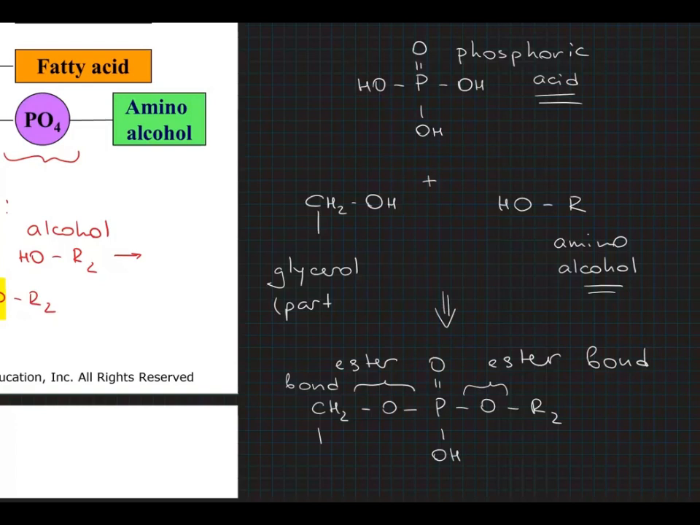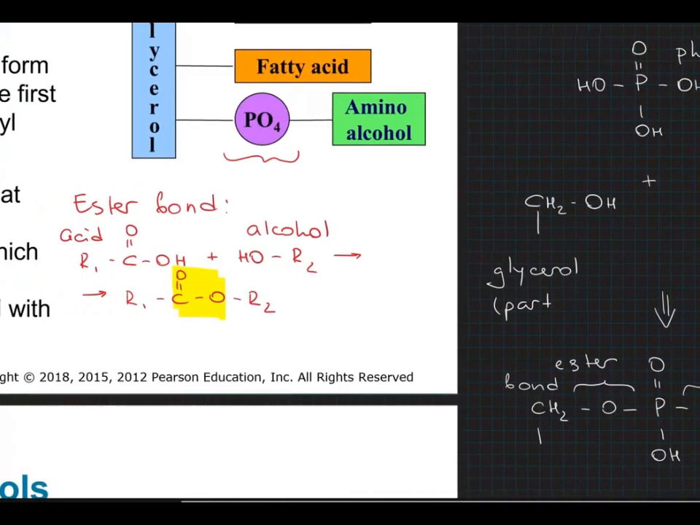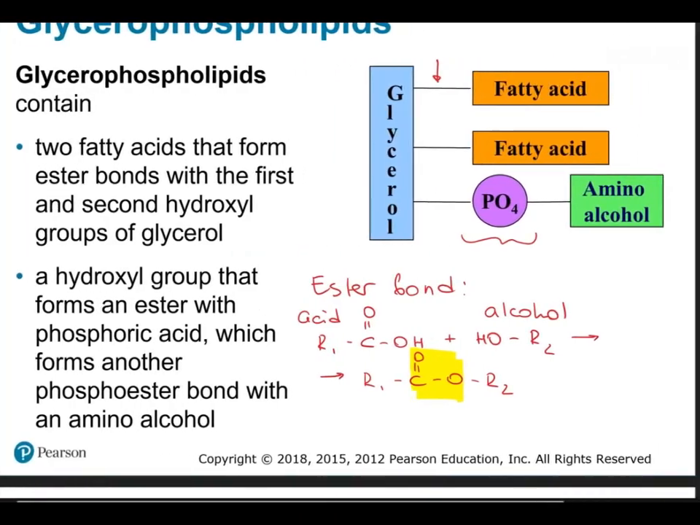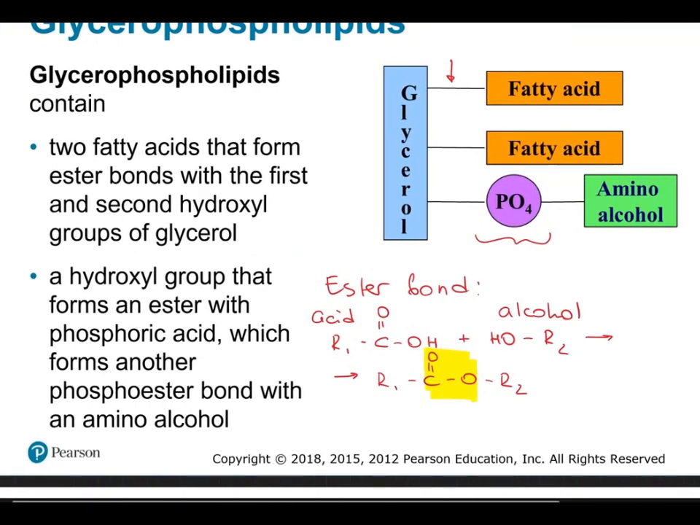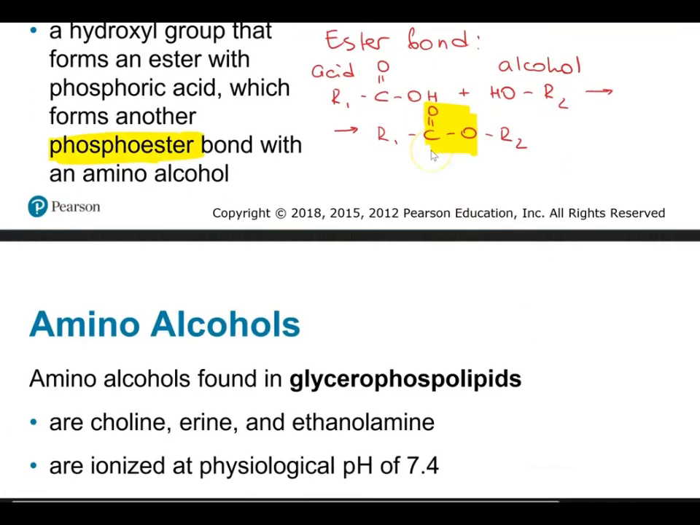And you have this OH group sticking up. Does that make sense, that explanation? So all bonds that are shown in that image are ester bonds. We specifically highlight that the bonds that phosphoric acid forms with glycerol and amino alcohol are not just ester, it's a phosphoester bond. We highlighted it's not just your garden variety carboxylic acid, but that it is a phosphoric acid.